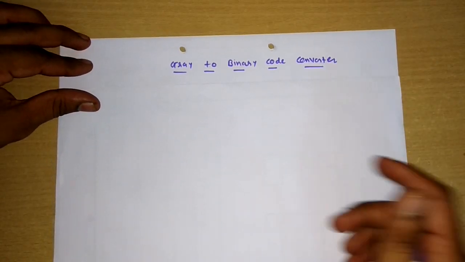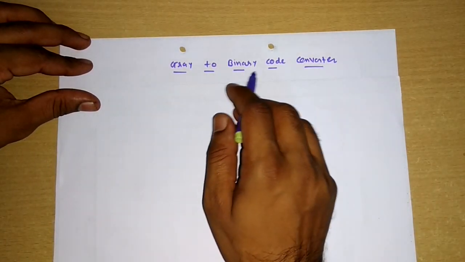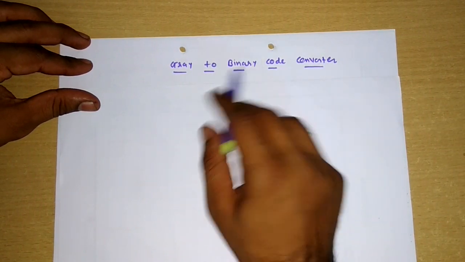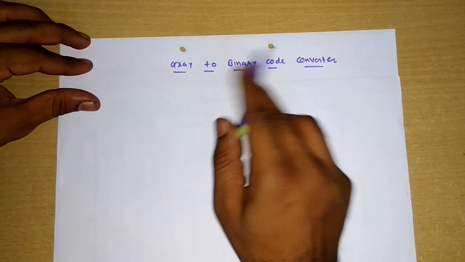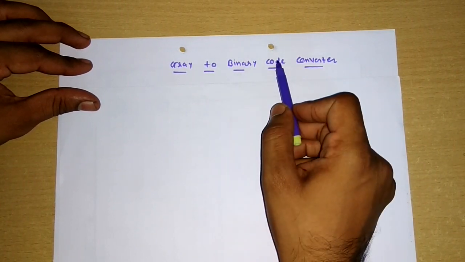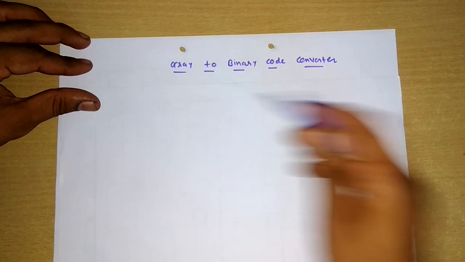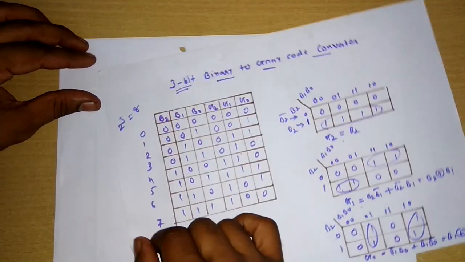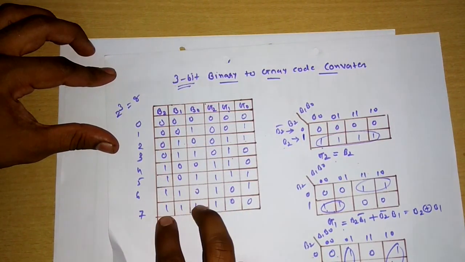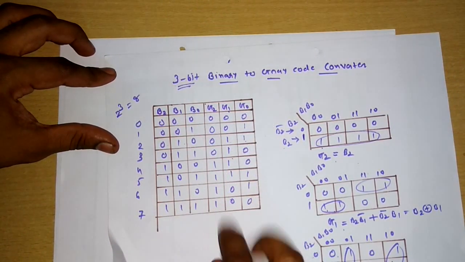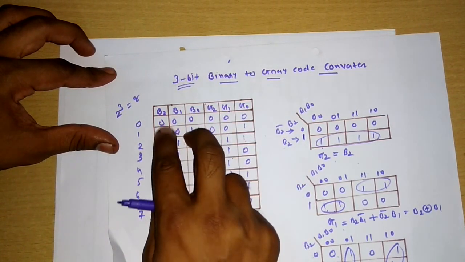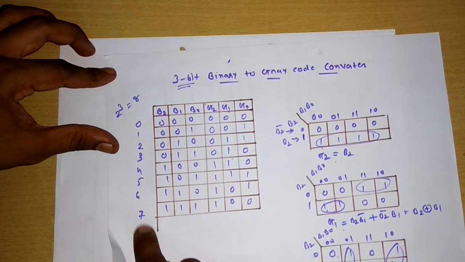Hello students, let us see how a gray to binary code converter circuit can be implemented. In the last lecture we saw how to implement the converter which has binary number as input and gray as output. Let us recall it: these are the input combinations and these are the output combinations. The equivalent decimal numbers of the input combinations are 0, 1, 2, 3, 4, 5, 6, 7.